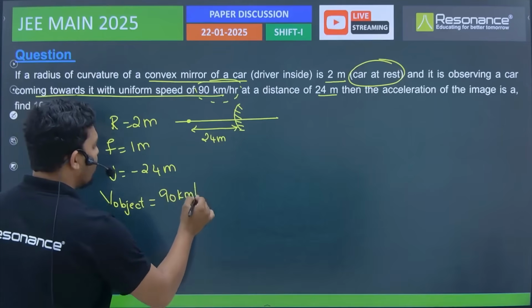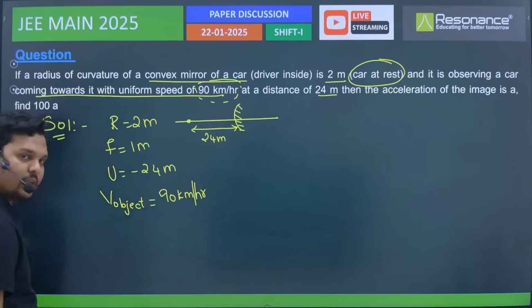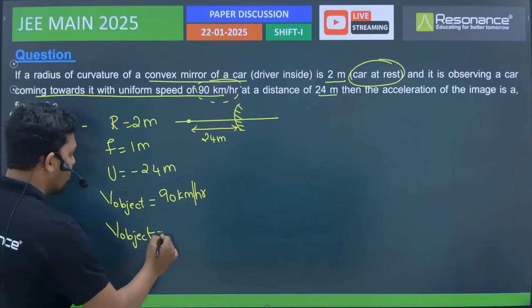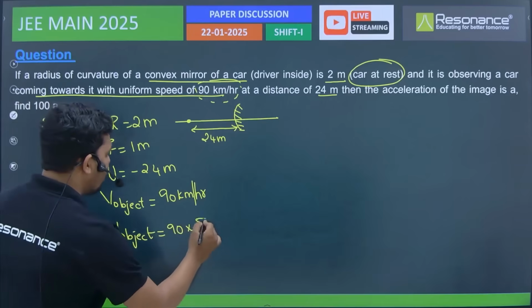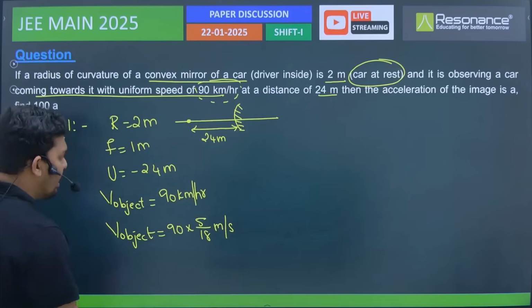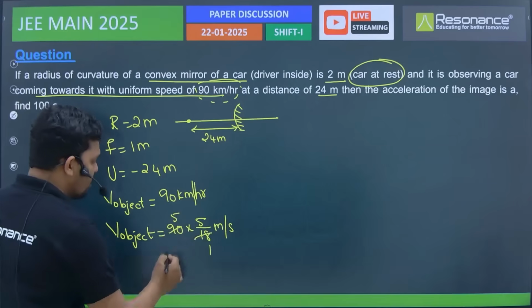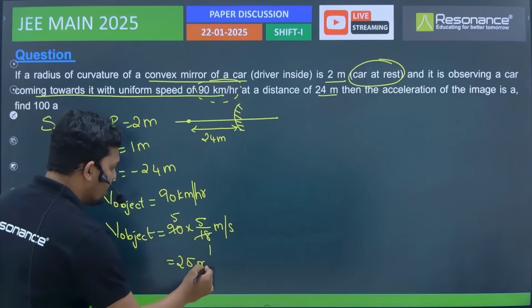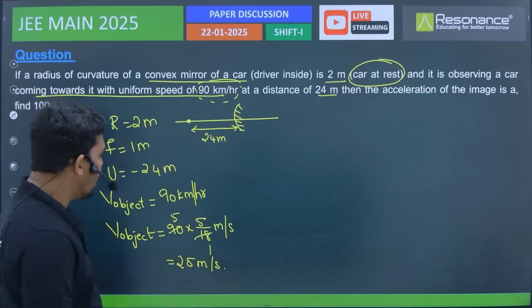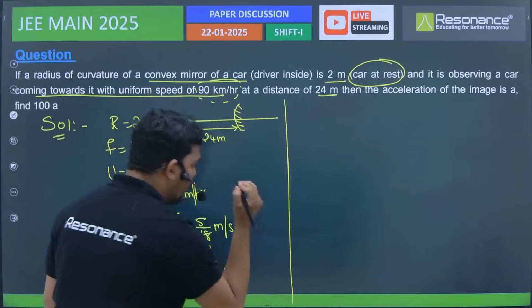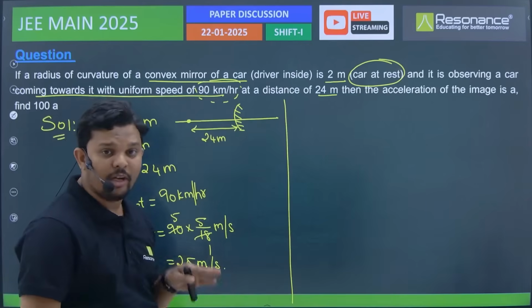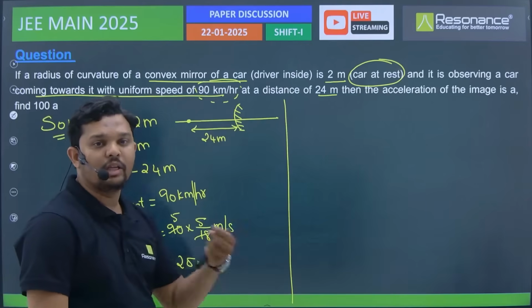I have to convert this into meters per second. So the velocity of the object will be equal to, I need to multiply by 5 by 18 to convert it into meters per second. Here, 18 ones are 18 and 18 fives are 90, so the velocity of the object is going to be 25 meters per second. Next, I also want to find out the image distance when the object is at rest. If I am finding it at 24 meters, what will be the image distance?